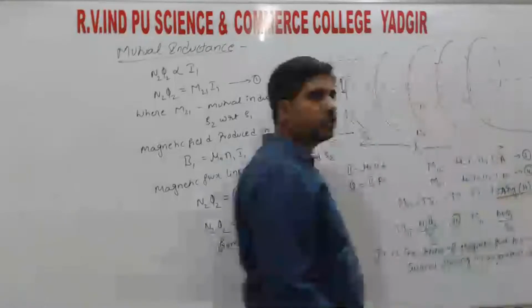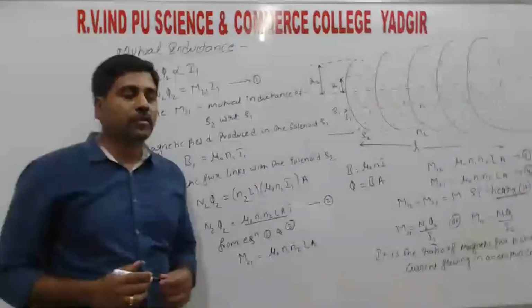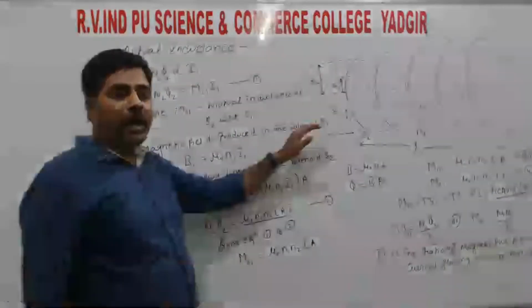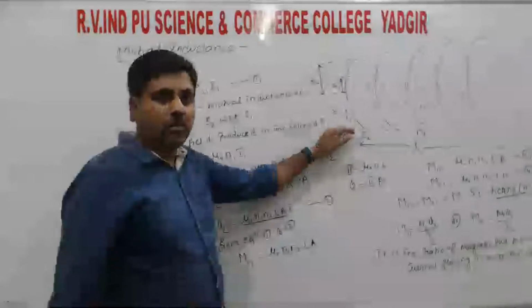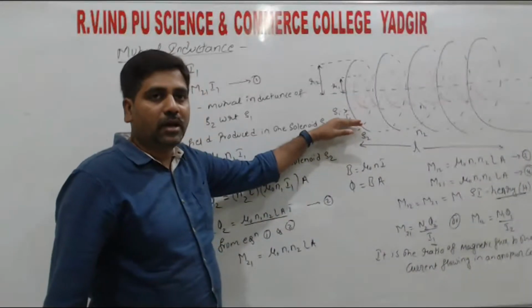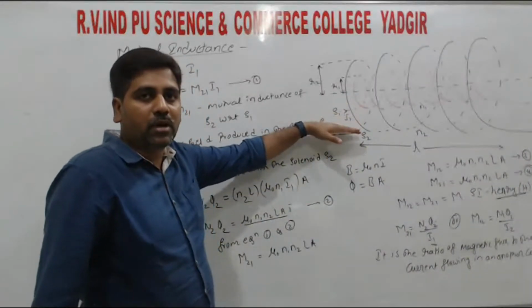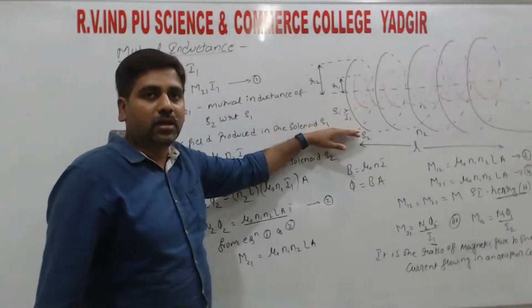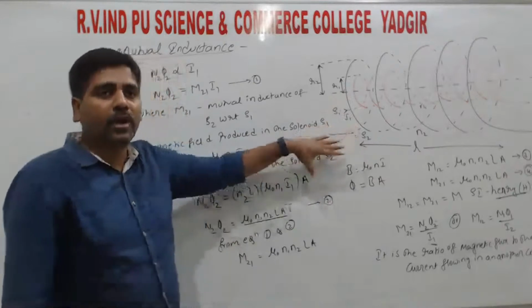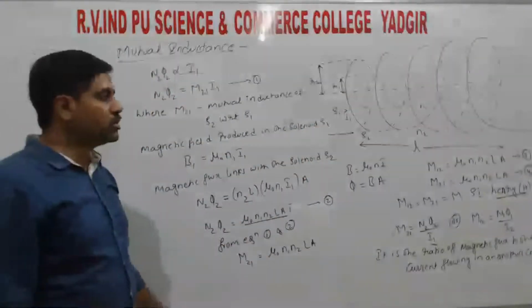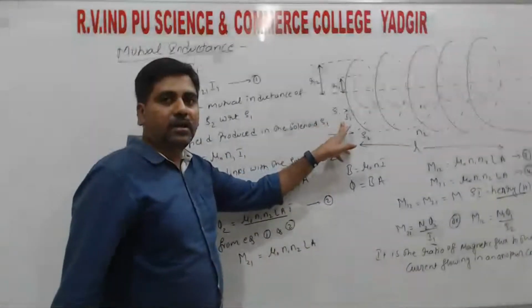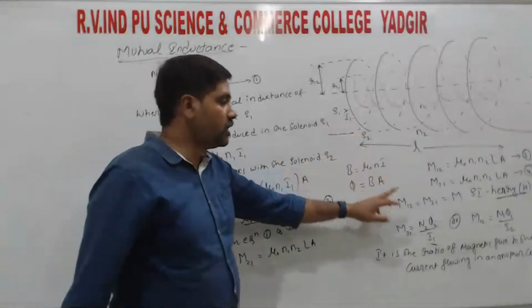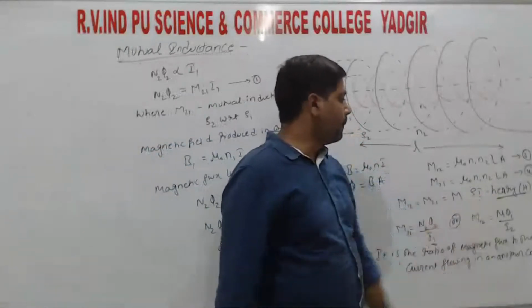So it is the opposition offered to the change in current in the solenoid, right? That is nothing but the resistance. Just as a conductor has resistance, an inductor has inductance. This is the intrinsic property of an inductor, which opposes the change in current in the solenoid, right? Its SI unit is Henry.